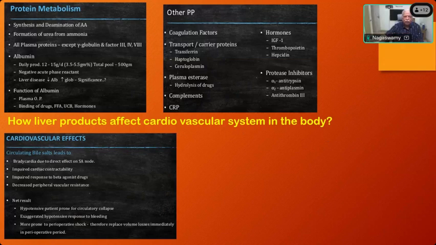Bile salts and bilirubin act on the SA node causing bradycardia, a direct bradycardia effect on the SA node. It also impairs cardiac contractility. It impairs response to beta agonist drugs and decreases peripheral vascular resistance. So these are all the effects of bile salts on the cardiovascular system. The result of which will be a hypotensive patient prone to circulatory collapse, with exaggerated hypotensive response to bleeding, more prone to perioperative shock, therefore replace volume losses immediately in the perioperative phase. So it does not cause an increase in flow or anything. It always causes cardiovascular depression.